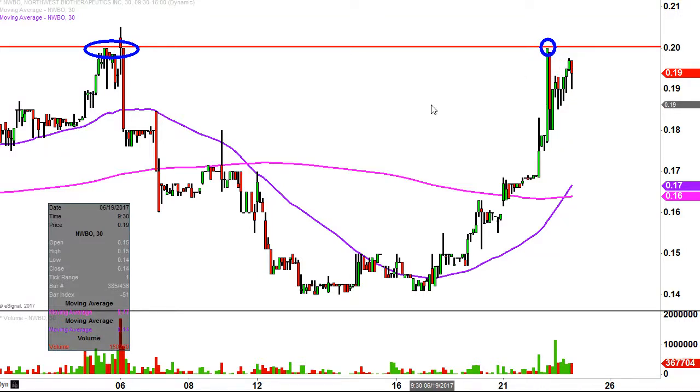Now, don't get me wrong. I'm not saying it's impossible to break through 20 cents. I'm just saying it makes sense why the price did struggle up around that area when you consider that in the past, the price has also done that too.